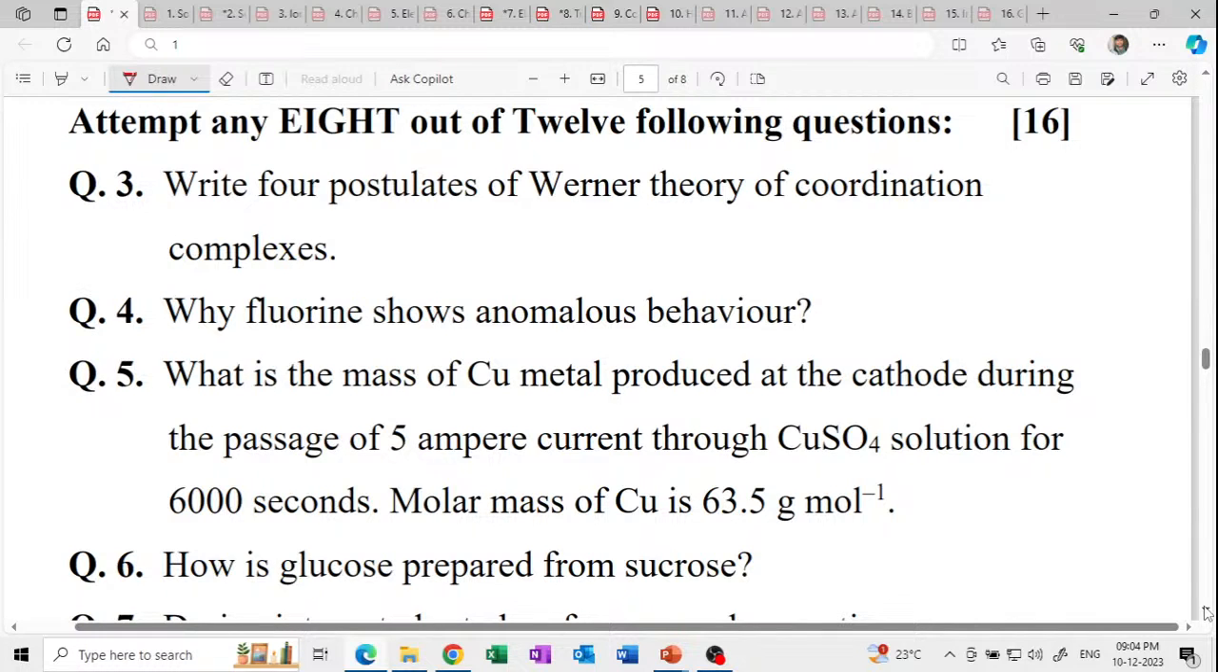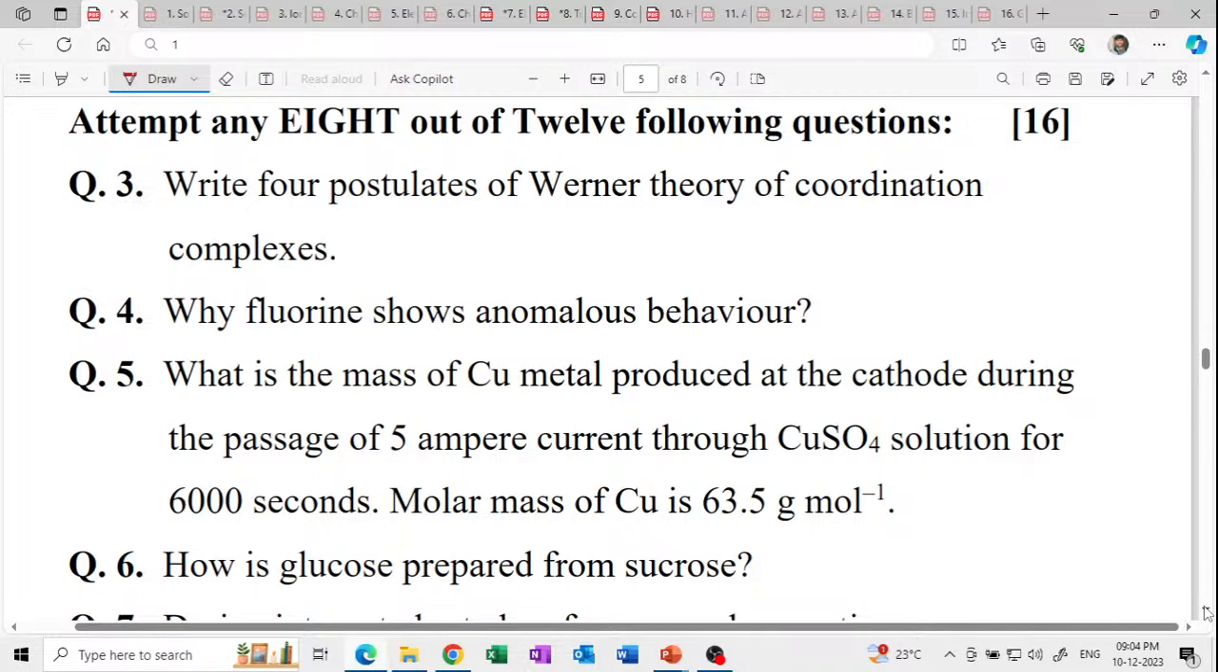Next, the secondary valencies for the metal ions are fixed and satisfied by either anions or neutral ligands. The number of secondary valencies is equal to the coordination number. This is a very important statement. The number of secondary valencies is equal to the coordination number. So the coordination number represents the secondary valencies. The secondary valencies have a fixed number, so it has a coordination number.